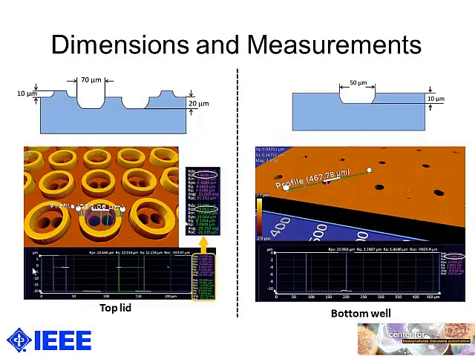For the dimension measurements, the depth of the pockets and the height of the lid we want to achieve are 20 micrometers and 10 micrometers. And the actual size we get after the fabrication is 19.1 micrometers for the pocket and 9.5 micrometers height for the lid. And similarly, for the bottom wells, we want the depth of the microwells to be 10 micrometers. And the final result is 10.6.